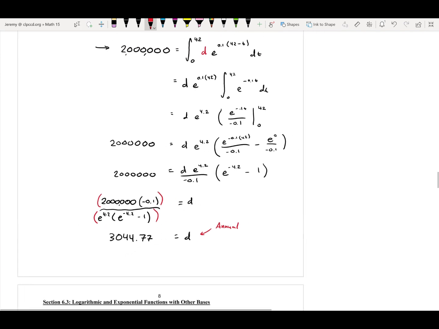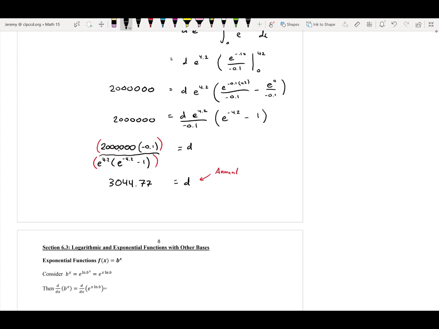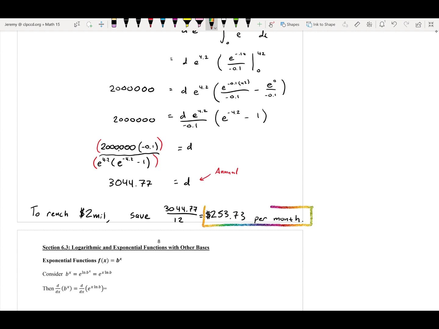But what I was asked for in this problem was how much do I have to save per month? Okay, so I'll just say to reach $2 million, we'll want to save $3,044.77 divided by 12, right? Because that's the annual saving rate. So the monthly saving rate, I'm getting $253.73. I rounded that per month. And that is our answer here.